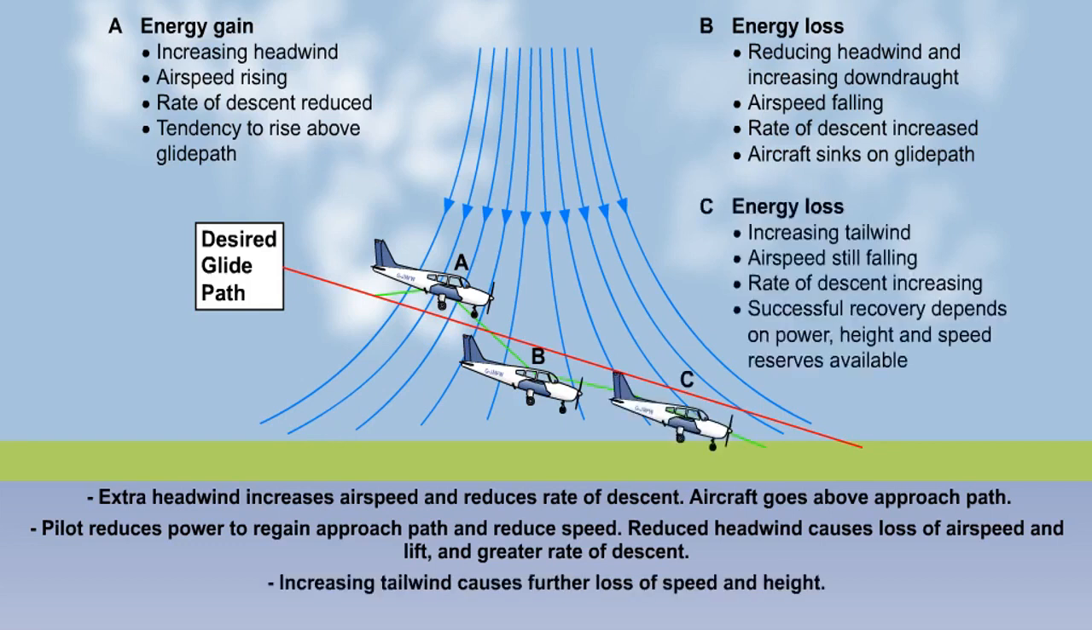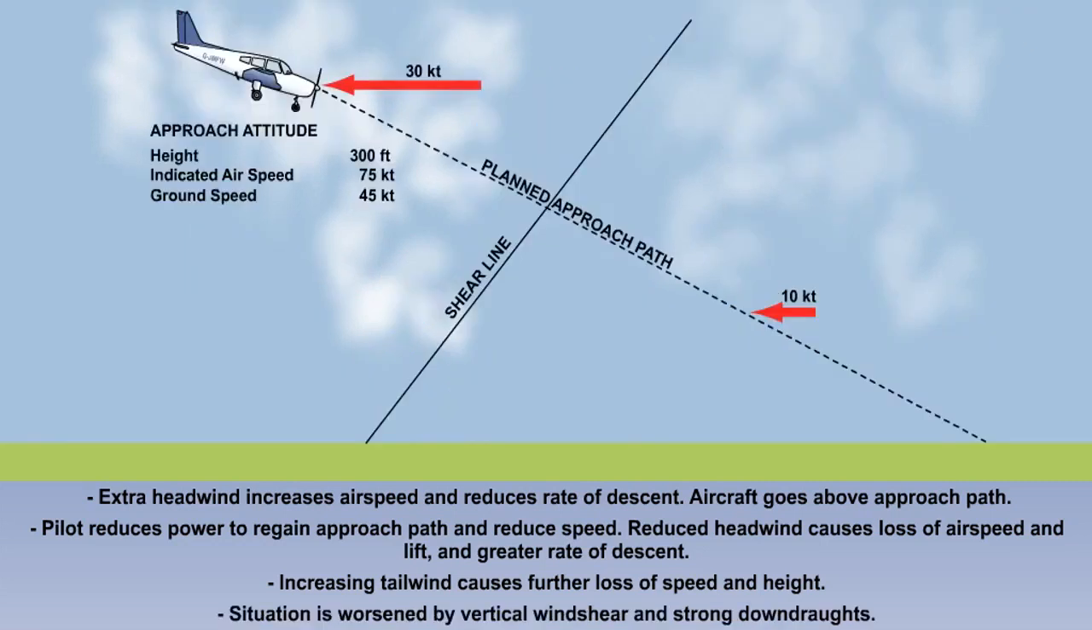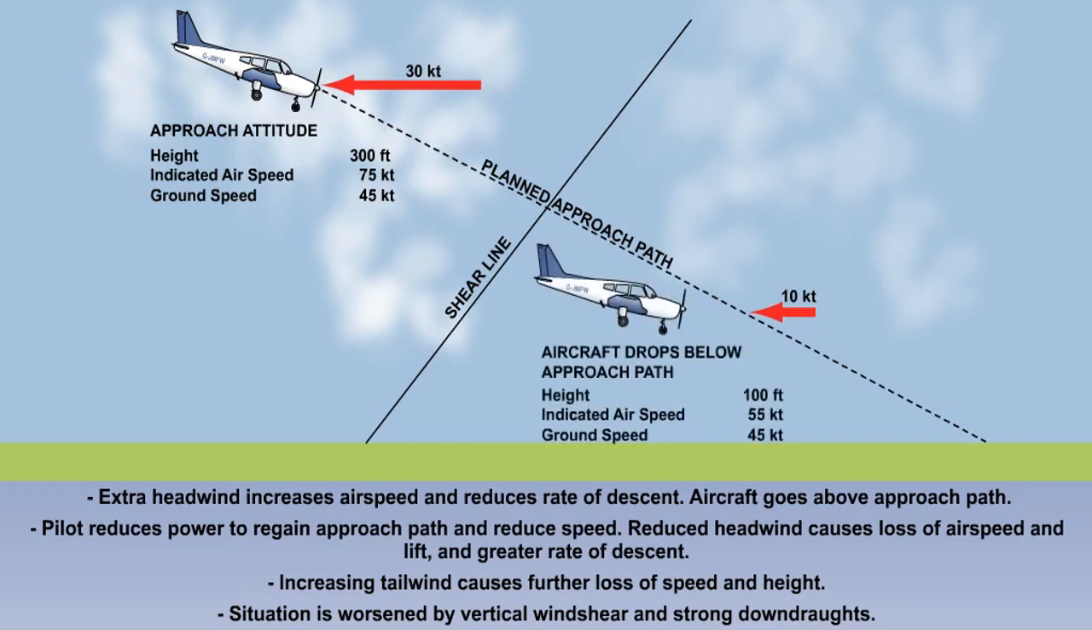As the aircraft continues, the outflow from the microburst is now coming from behind, and the increasing tailwind reduces the airspeed even more, accompanied by an increase in the descent rate. The pilot's problems are added to by the effect of vertical wind shear and the strong downdrafts, which can cause further variations in speed and rate of descent.